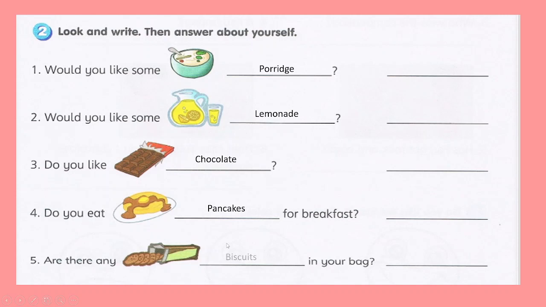Another word, a synonym for cookie, is biscuits. So here's the answer. Would you like some porridge? Would you like some lemonade? Do you like chocolate? Do you eat pancake for breakfast? Are there any biscuits in your bag? So those are the answers to the first section of the question, the part A, I suppose.